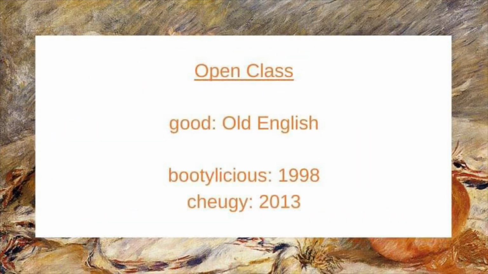In addition to describing nouns, adjectives are open class words, meaning new adjectives are added to the language readily and constantly. For example, good has been in the language since the Old English period. Bootylicious was first recorded as a new adjective in 1998. Chuggy was coined in 2013.